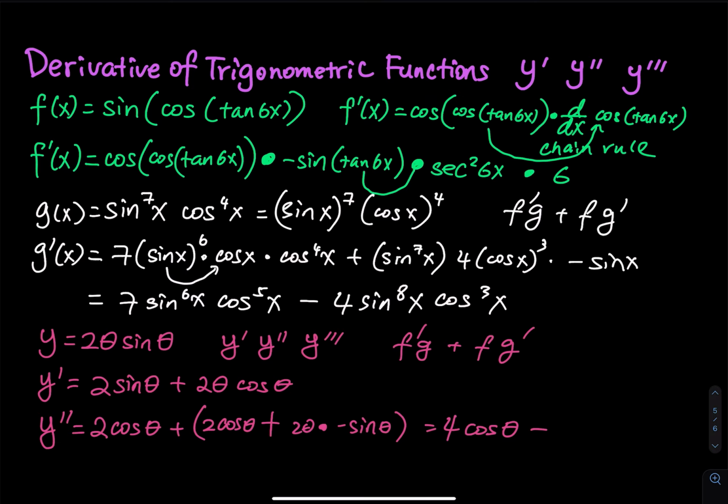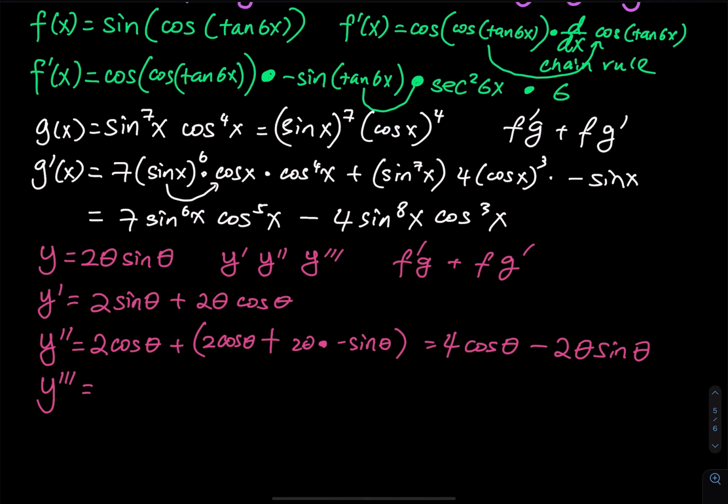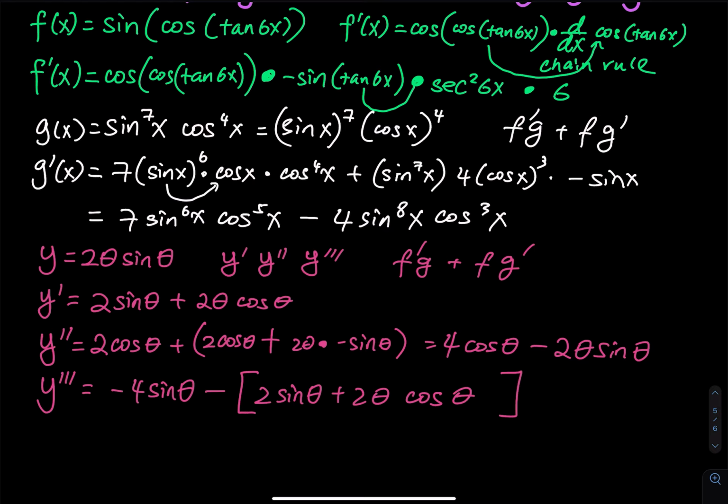And then minus 2 theta sine of theta. Okay, so that is the second, and then let's move on to the third. So the third derivative, what do you have? You have negative 4 sine of theta, right? And then minus, you have to do a product over here, and then you have a 2 sine, and then plus 2 theta cosine of theta. So at the end of the day, you have a negative 6 sine, and then 2 theta cosine of theta. So this is a negative 6 sine of theta, and then minus 2 theta cosine of theta.